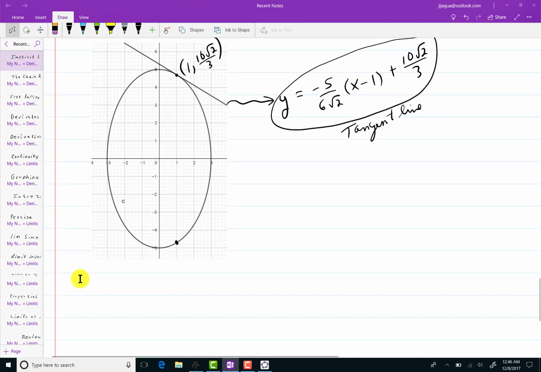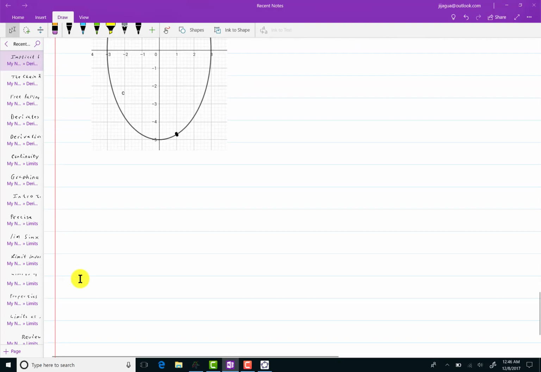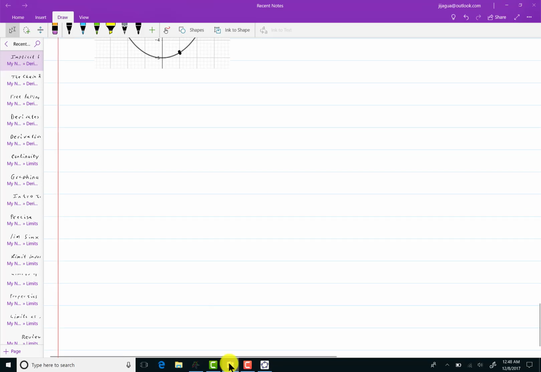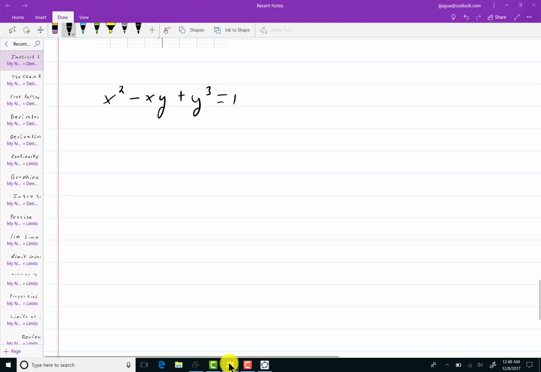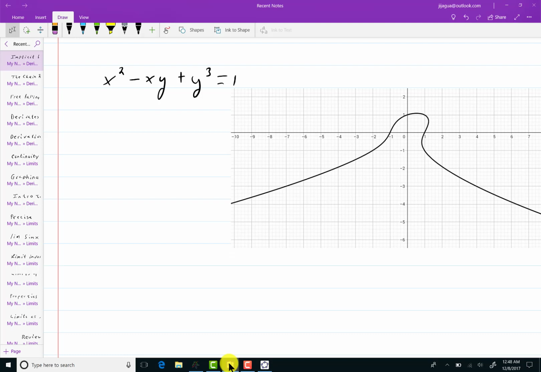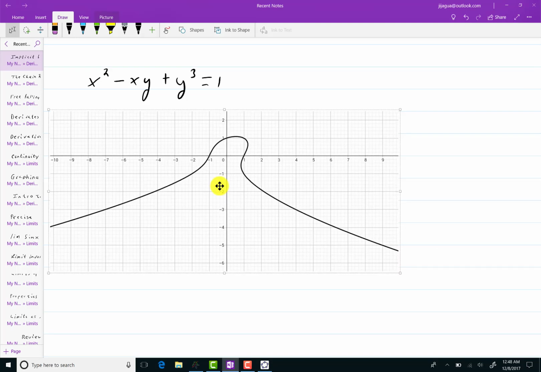Now there was another equation I wanted to do. Alright, another equation I want to graph looks like this: x squared minus xy plus y cubed equals 1. This would be very difficult to solve for y by itself under any circumstances. Let me pull this one in. This is how it graphs out. You can see that it does not pass the vertical line test.